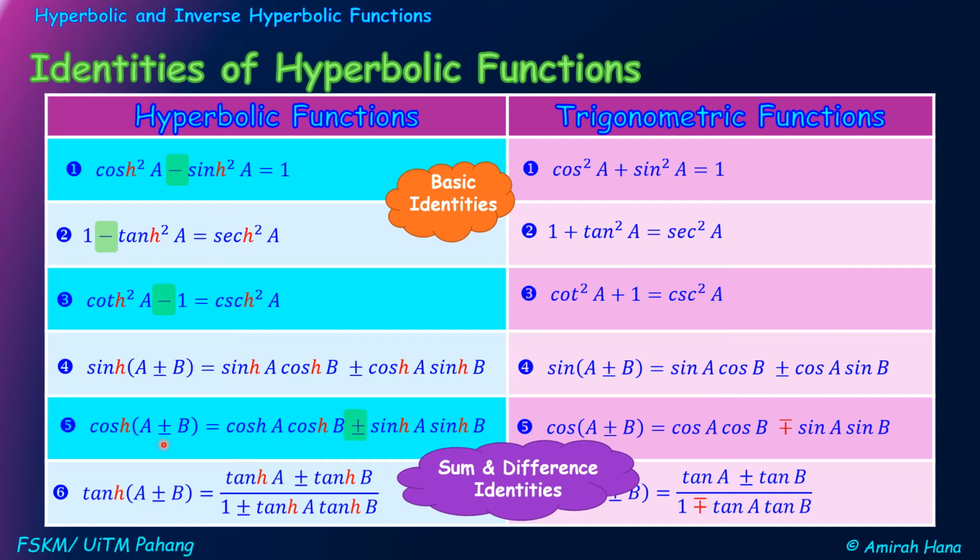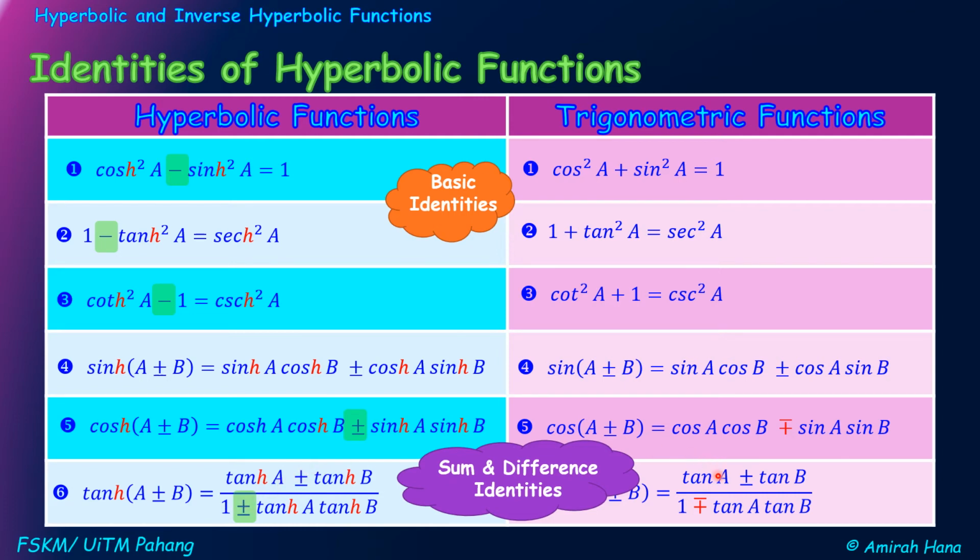And when we use minus sign in bracket, when we expand, we use minus sign also. Alright? And then formula number 6. Tan A plus minus B equals tan A plus minus tan B over 1 plus minus tan A tan B. So when we compare here, it means that when we use plus in bracket, we must use plus plus on the top and bottom.